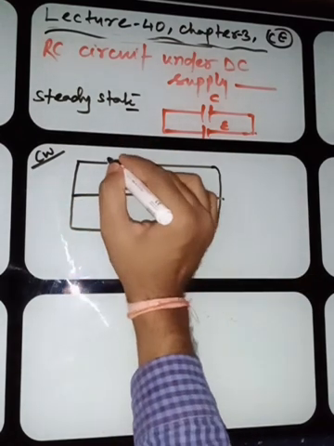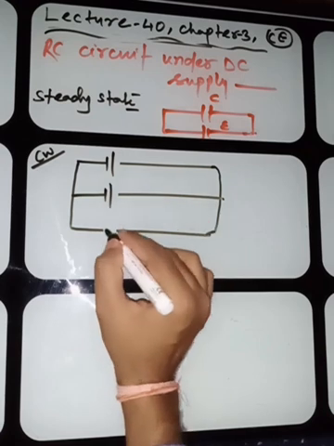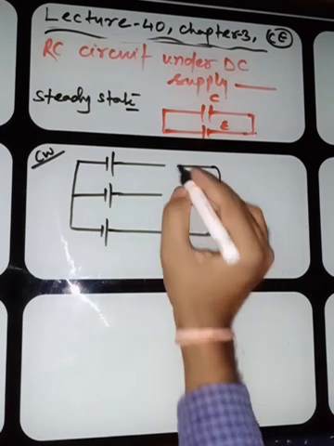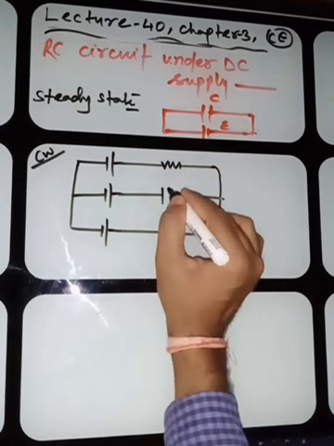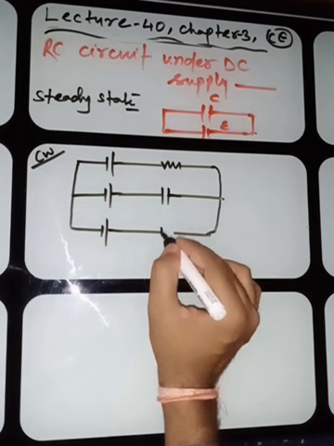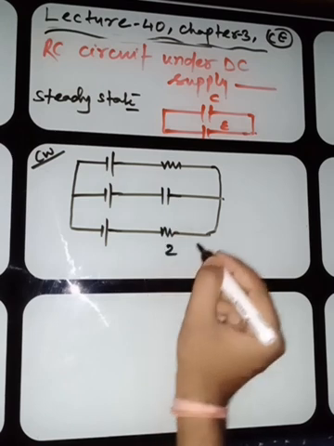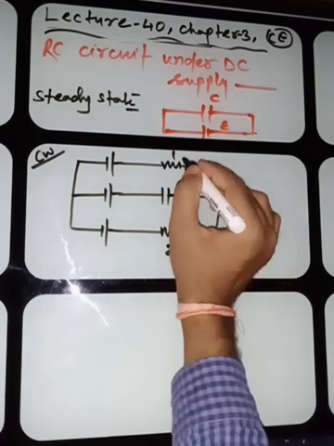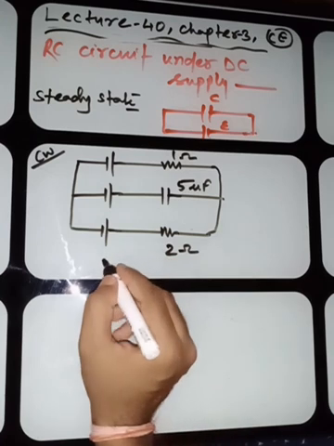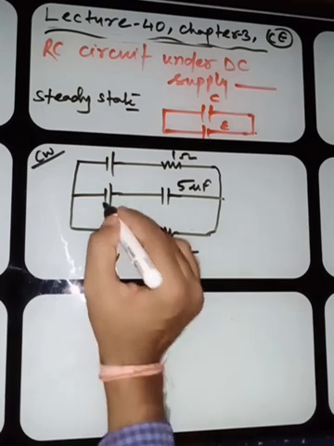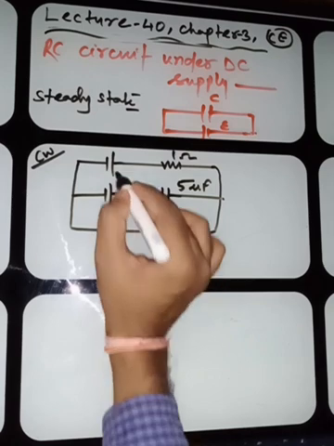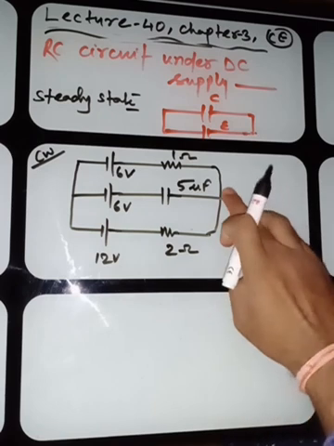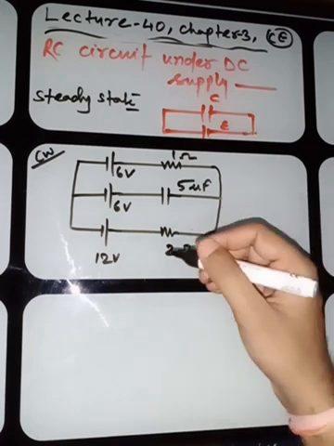Here I'm connecting 3 batteries, 3 cells, and the resistors I am giving you, here the capacitor, and here the resistor again. Here the values are 2 ohm, 1 ohm, 5 microfarad, and 12 volt, 6 volt and 6 volt. Okay, this is a very interesting question, my dear student. How will you solve it? Try to solve by yourself if you can.